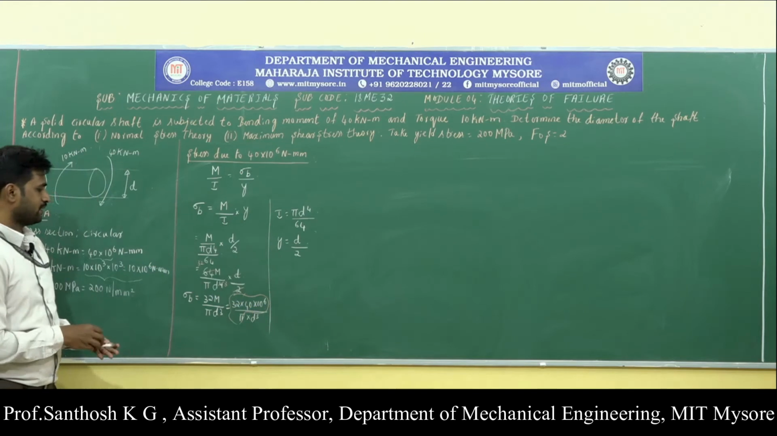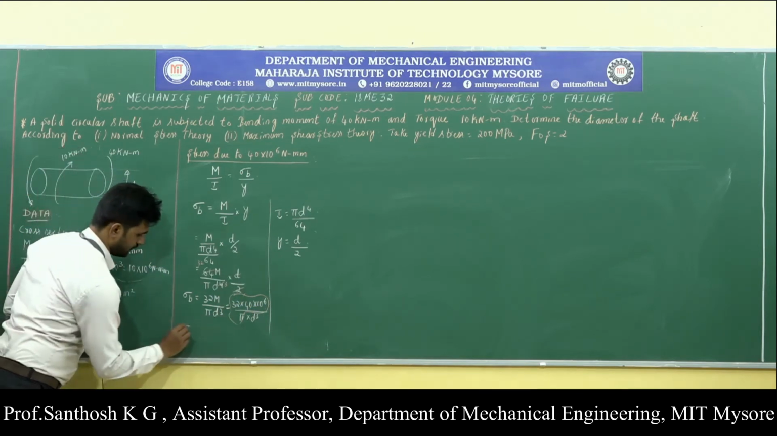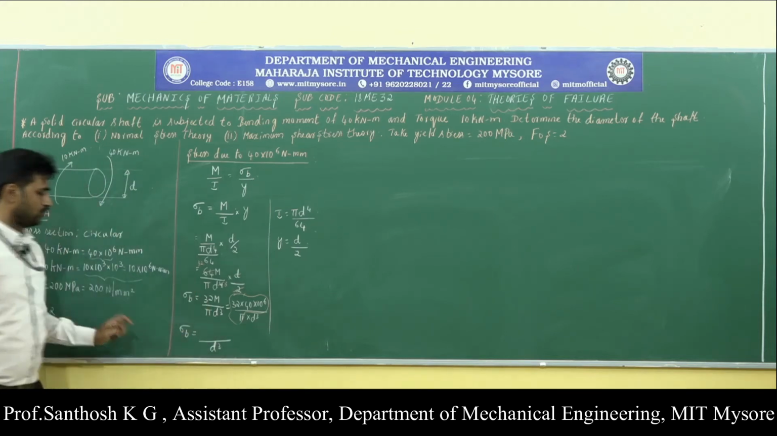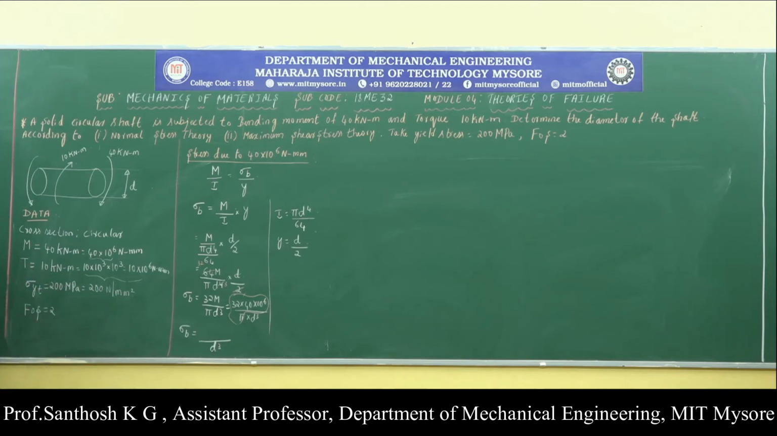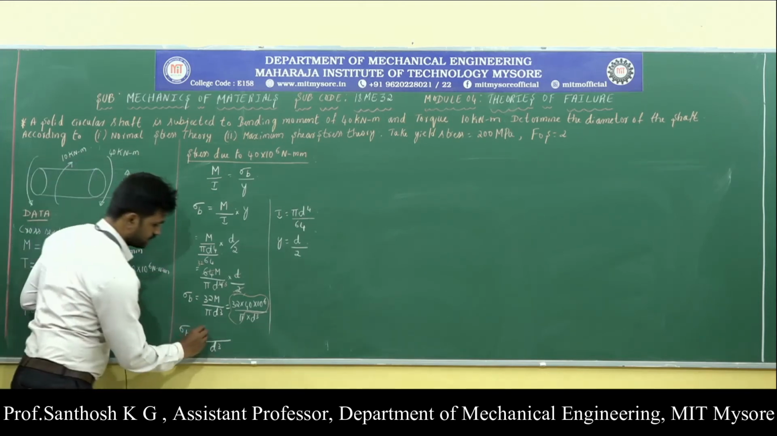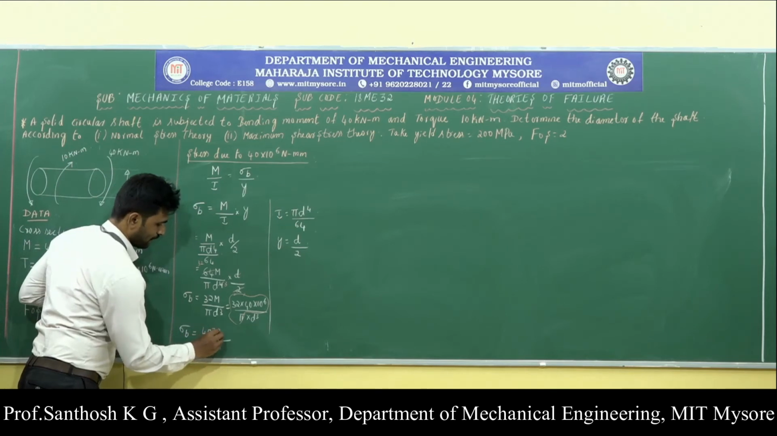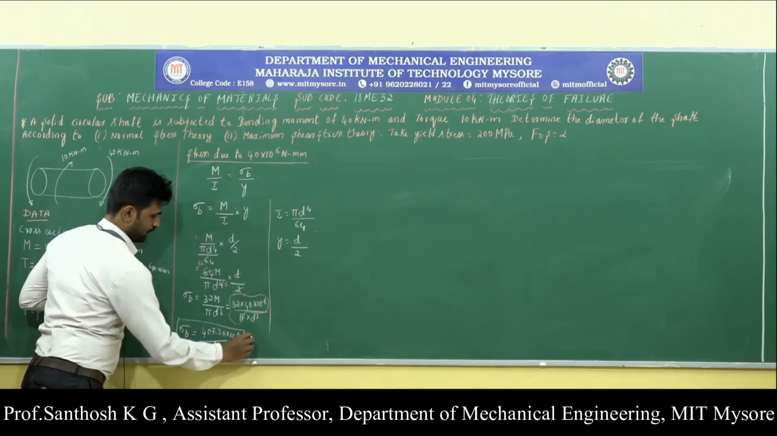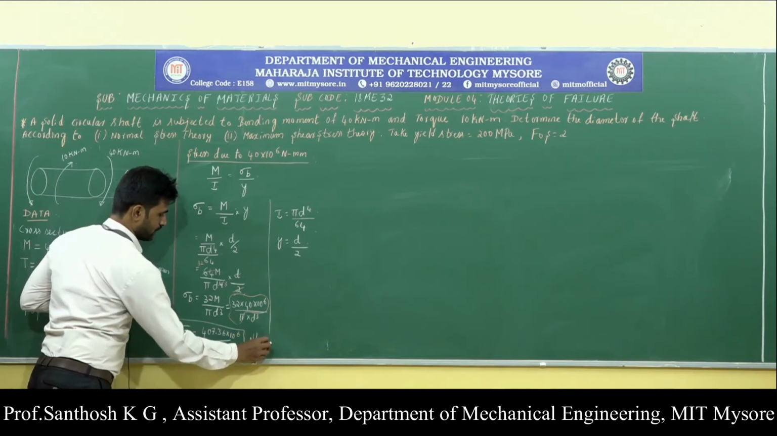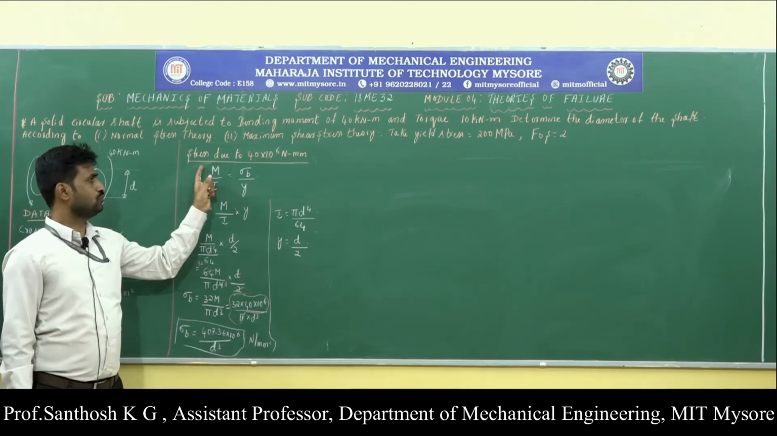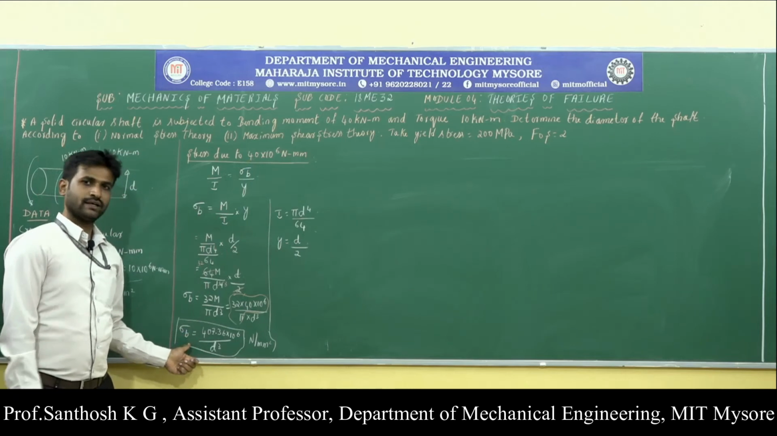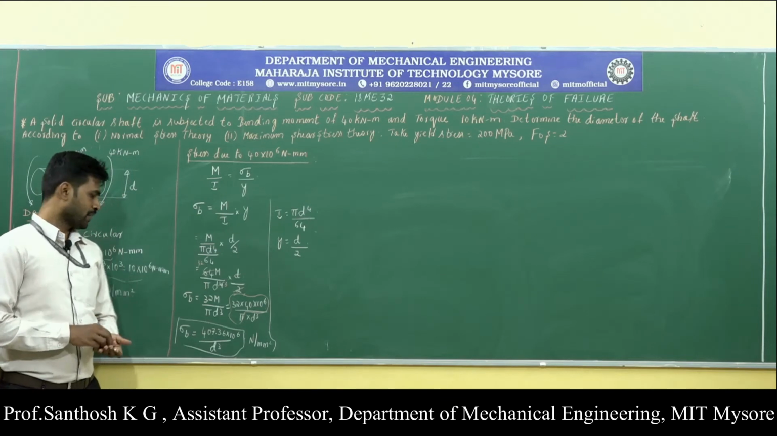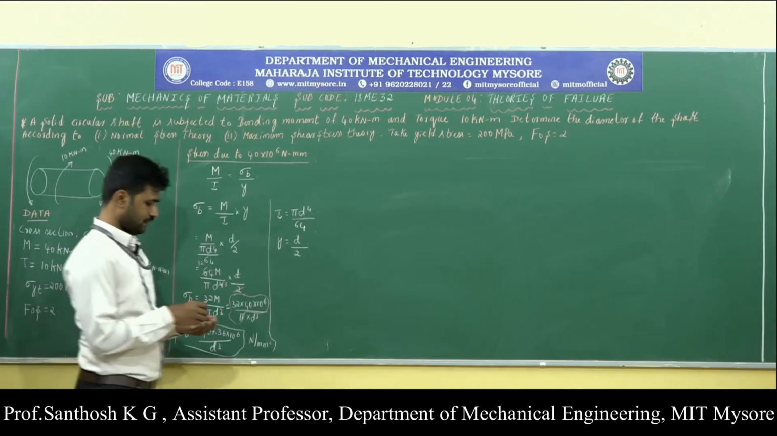By using the calculator, I can simplify this and I can get the value of sigma B in terms of d cube. So, sigma B will be equal to 407.36 into 10 to the power of 6 Newton per mm square. So, due to the bending load, we get a bending stress of magnitude 407.36 into 10 to the power of 6 divided by d cube.